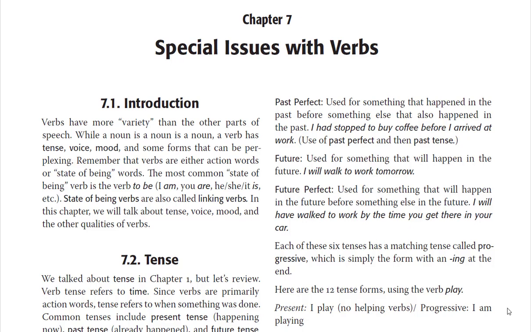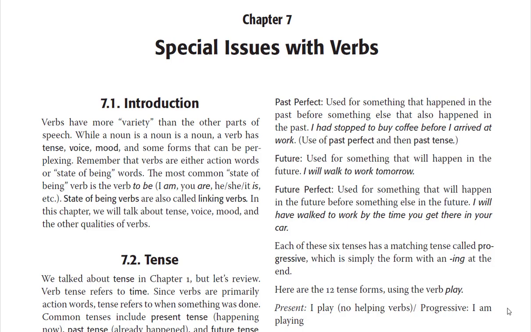Special issues with verbs. Verbs have more variety than the other parts of speech. While a noun is a noun, a verb has tense, voice, mood, and some forms that can be perplexing. Remember that verbs are either action words or state of being words. The most common state of being verb is the verb to be.